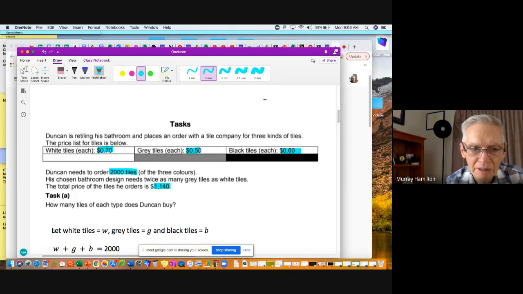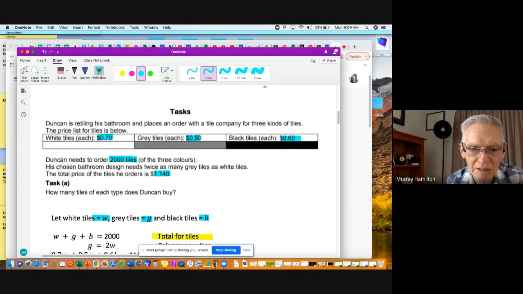Now, what we need to do is let white tiles equal W, grey tiles equal G, and black tiles equal B. You could use X, Y, and Z. So this is the totals equation. See this? Totals for tiles is W plus G plus B.